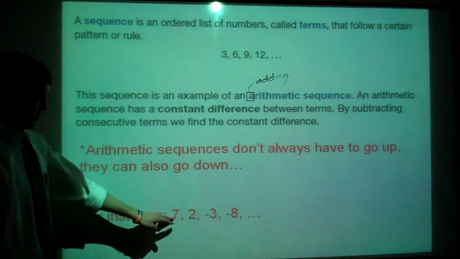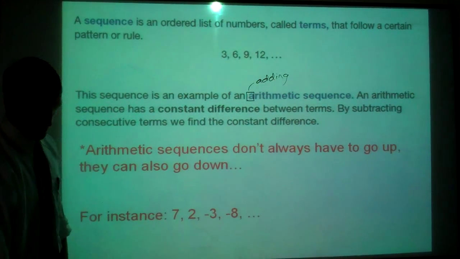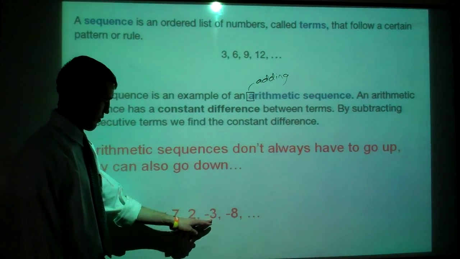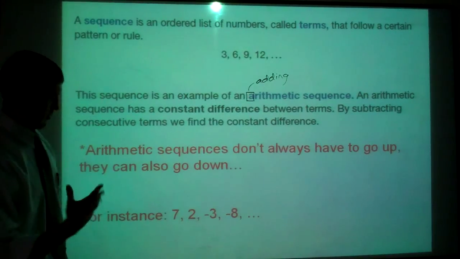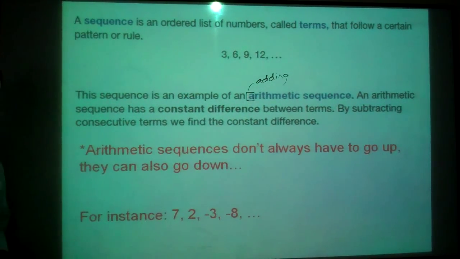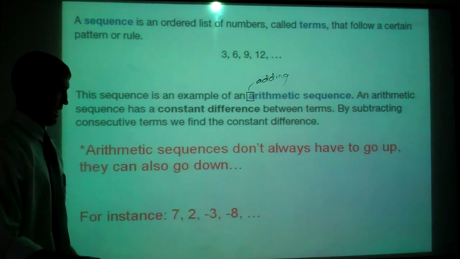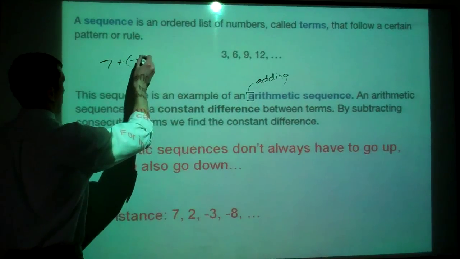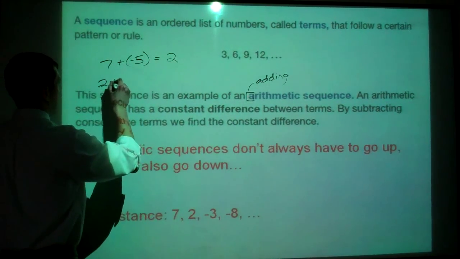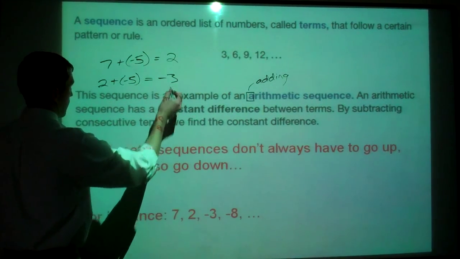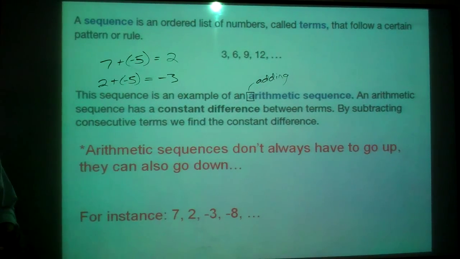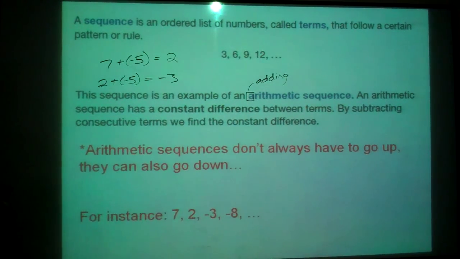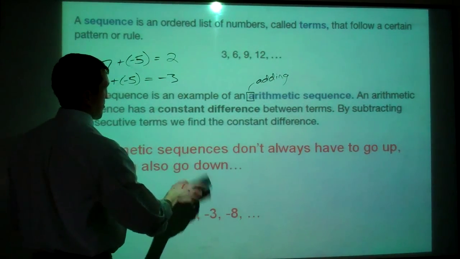So for instance, 7, 2, negative 3, negative 8, and keep going down that path. Now this one we're subtracting 5 each time. 7 minus 5 is 2, 2 minus 5 is negative 3, negative 3 minus 5 is negative 8, and we keep going like that. But remember that subtracting is the same thing as adding the negative, or adding an opposite. So 7 plus negative 5 equals 2. 2 plus negative 5 equals negative 3. So we can still get the terms like that. So we're still adding, but we're adding a negative, and you just have to figure out what your constant difference is. Okay? So arithmetic sequences involve adding either positive or negative numbers.